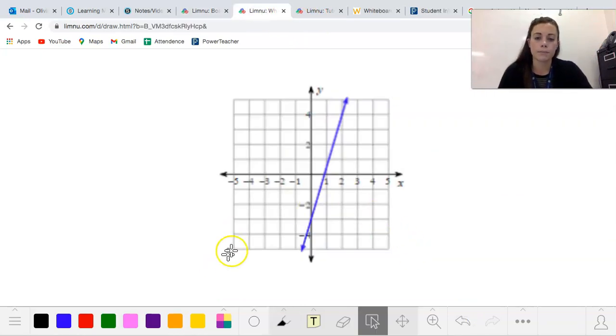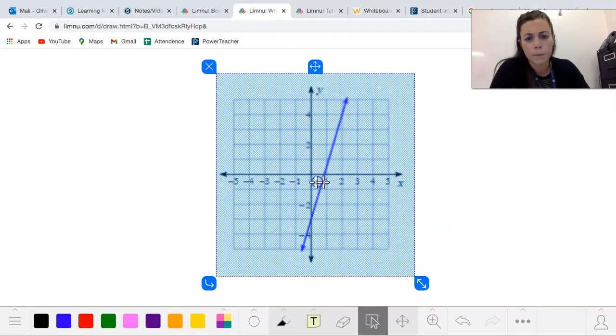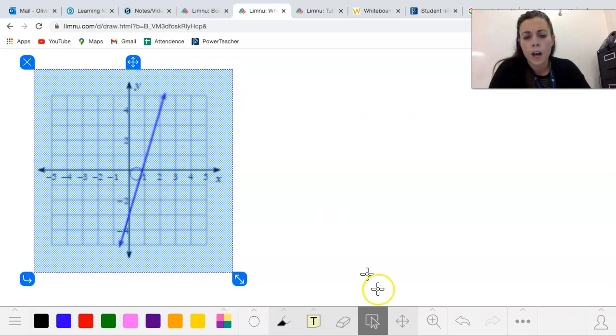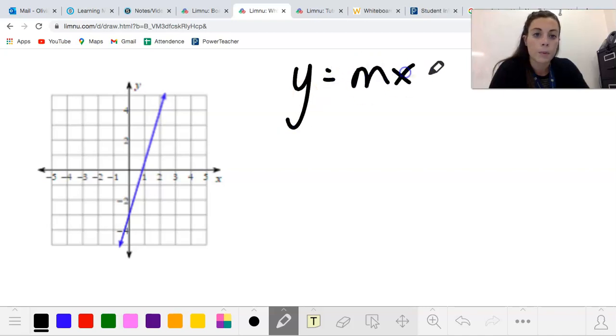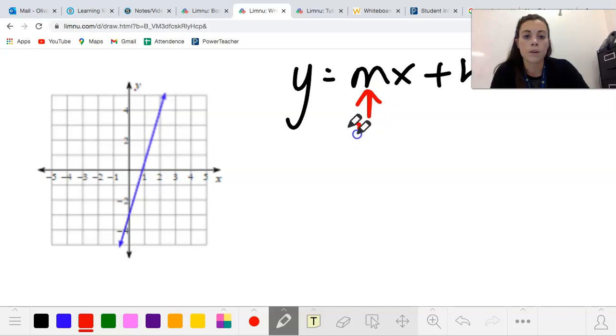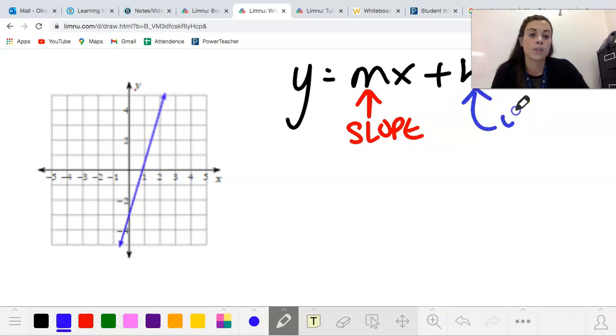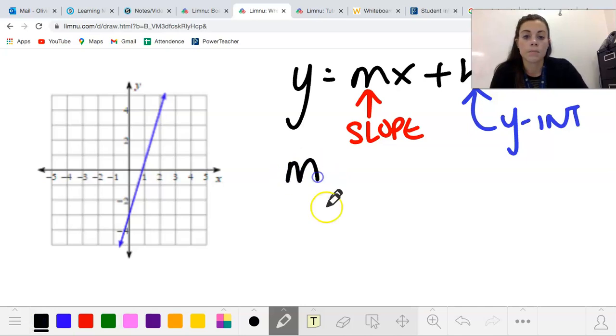Let's talk about this graph. It's a little blurry, but we'll do what we can. I'm going to move it over. All right. So for this one, obviously, same thing, right? y equals mx plus b. We're looking for the m, which is slope, and then we're looking for the b, which is our y-intercept, right? Okay, so m, b, y equals.